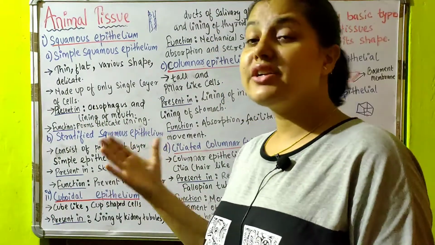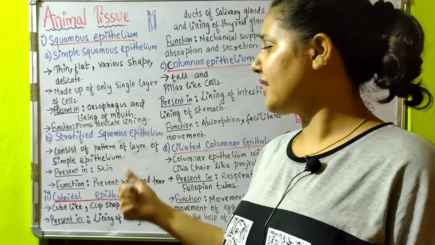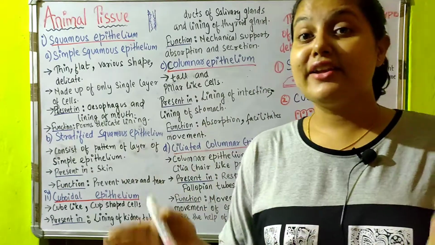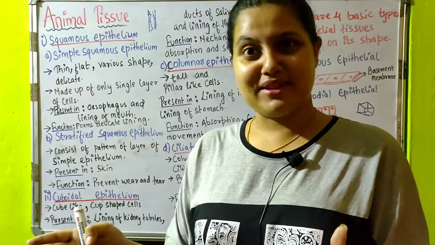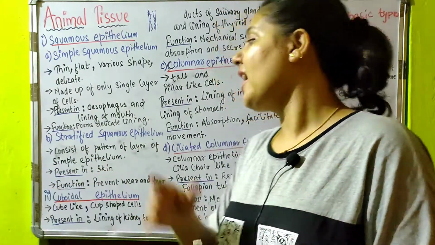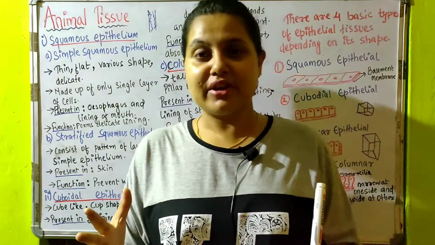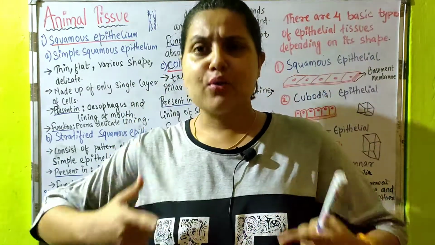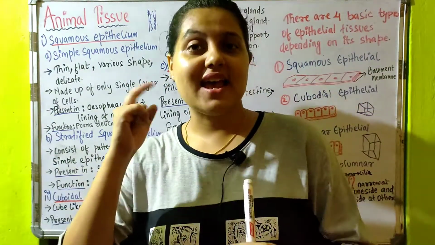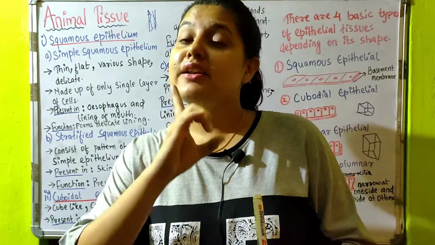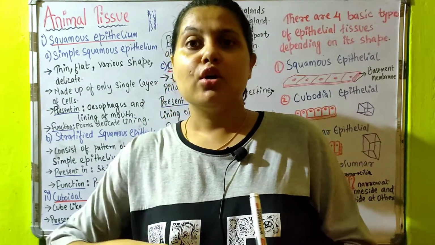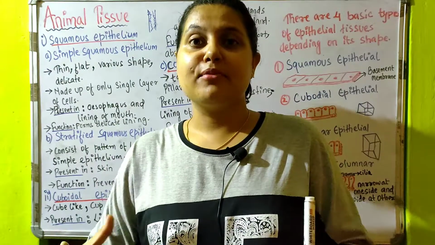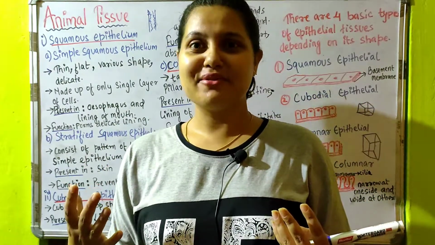Now stratified squamous epithelium consists of a pattern of layers of simple squamous epithelium. I already told you that it is present in skin. If the outer layer of our skin was as delicate as the inner lining of our mouth, would our skin be able to protect us? No, right?